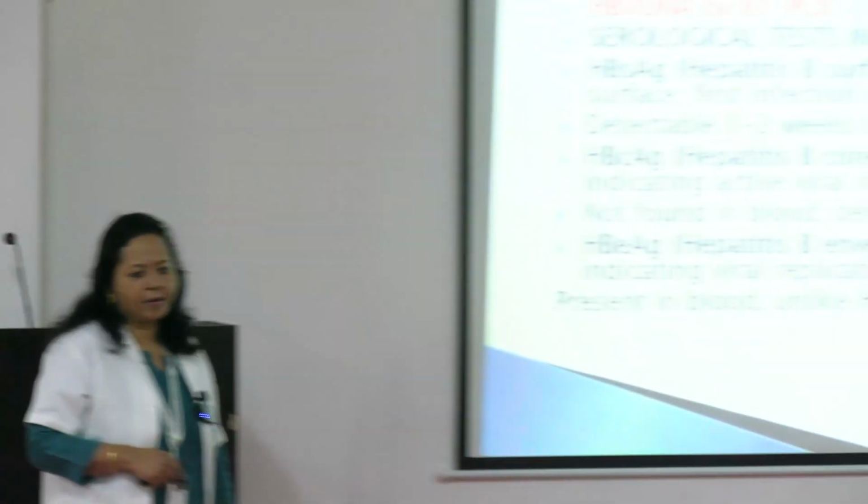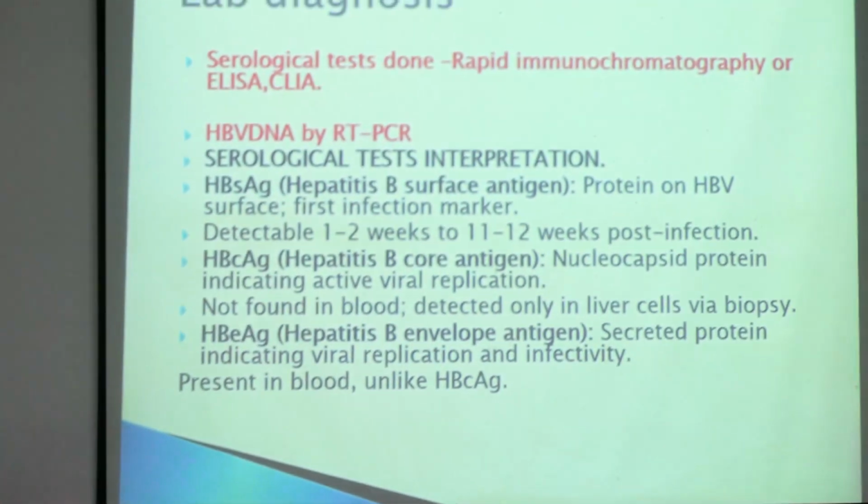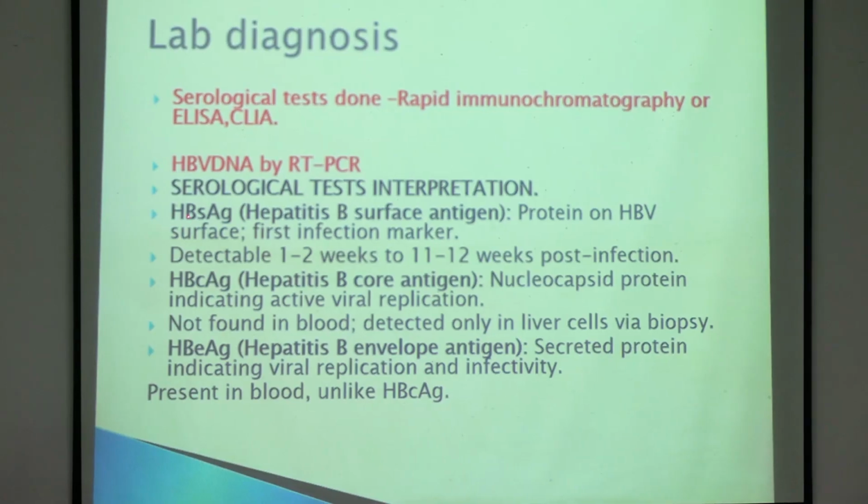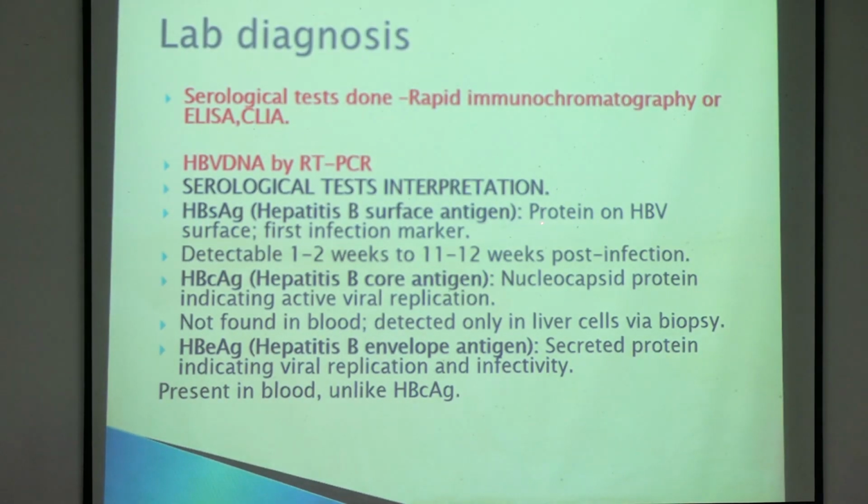HBV DNA is also done by PCR, RT-PCR, the DNA detection. Now, serological test interpretation. HBsAg, the protein on the HBV surface, is the first infection marker. By now you know, everybody knows: Australia antigen, HBsAg, first infection marker. Detectable 1 to 2 weeks to 11 to 12 weeks post infection. So within 1 to 2 weeks it usually appears after the infection, and remains up to 12 weeks after the infection.